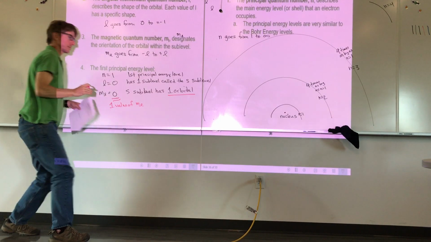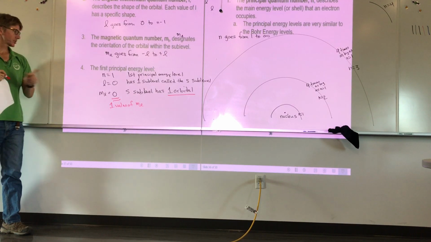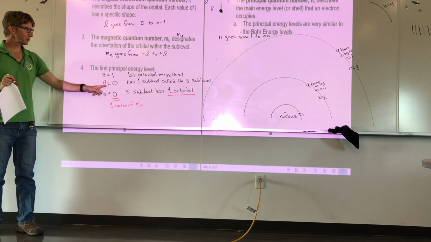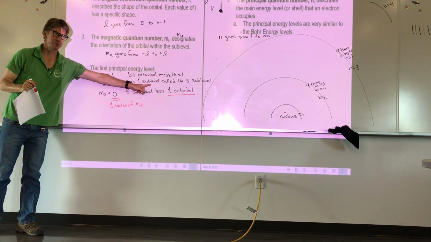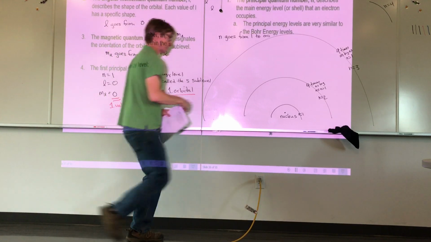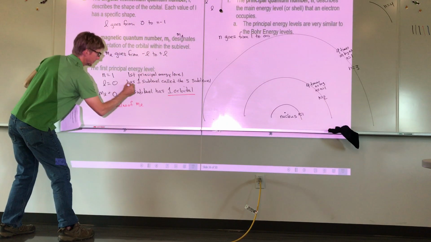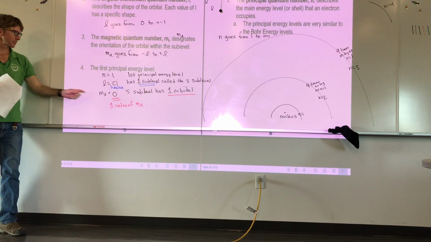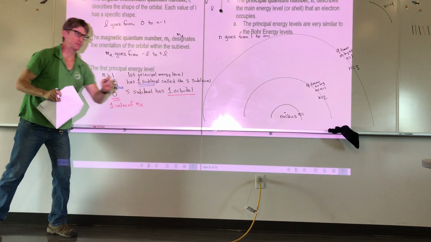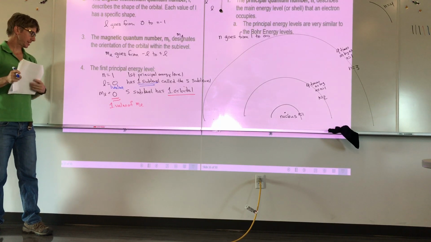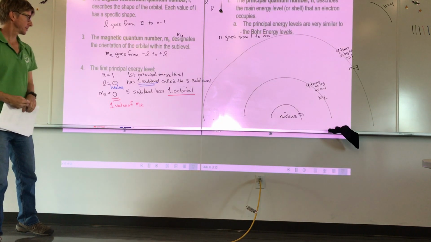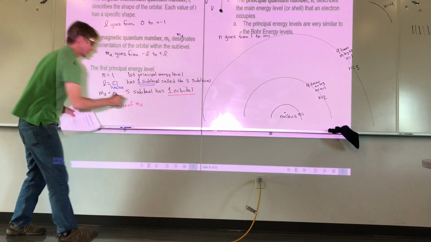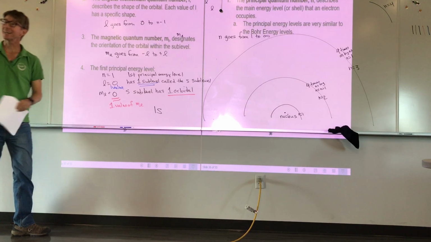Sorry, it has one orbital or one suborbital? So, in n equals 1, there's only one value of L, which means there's one sublevel. One value there, one sublevel; one value here, one orbital. I thought I heard you say otherwise. And this sublevel, when we do electron configurations, will just be called the 1s sublevel.